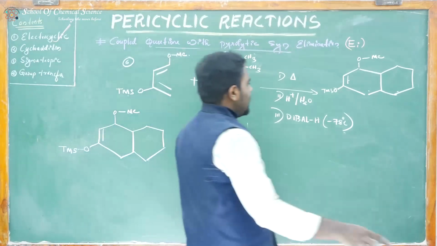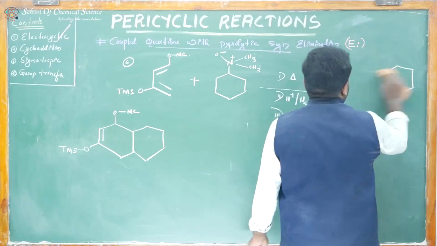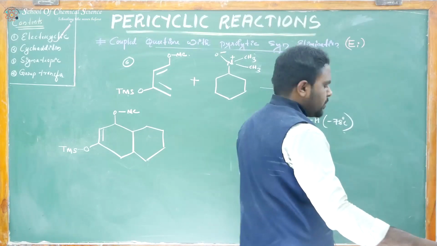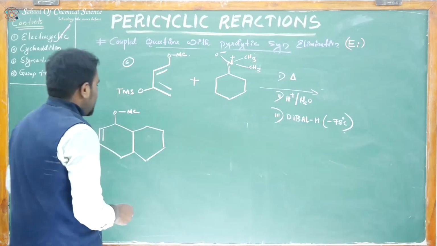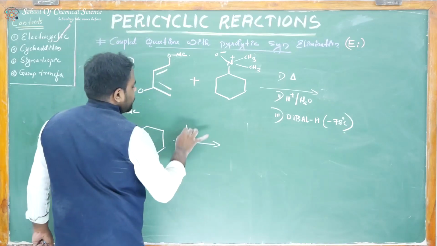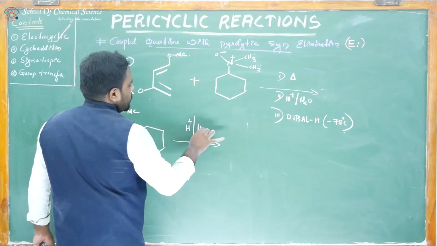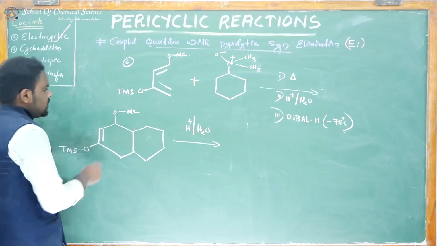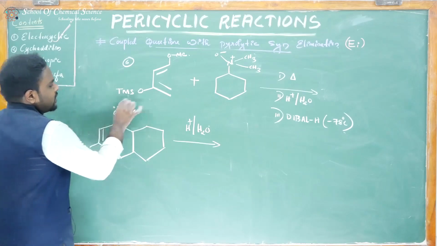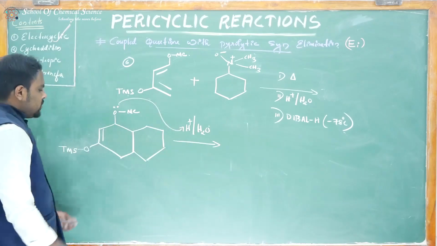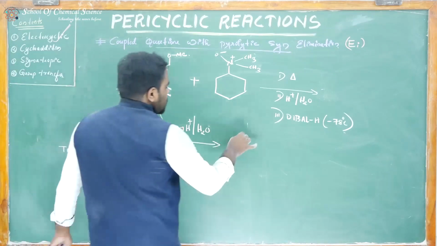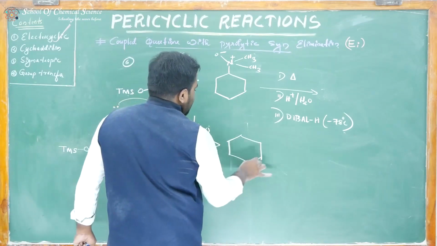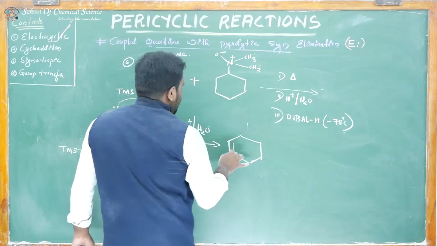What is the second condition? The second condition is hydrolysis, H plus, H2O. What happens? This oxygen containing a lone pair, this lone pair will attack the H plus, so that you get a product: a 6-membered ring. Here a double bond.